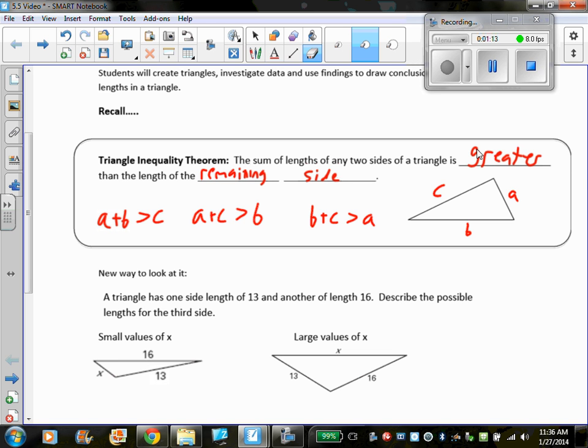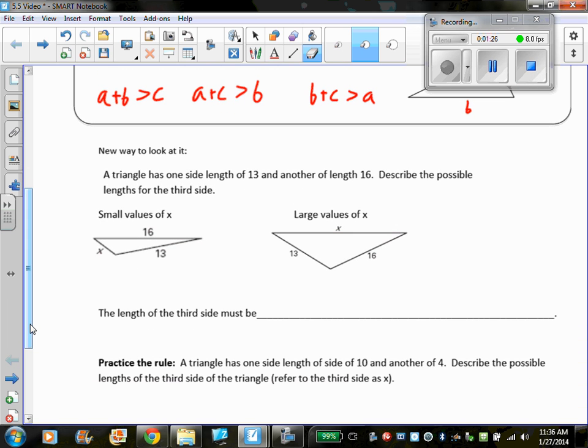What this usually boils down to is the idea that if we take the two smallest sides of a triangle, they need to be bigger when you add them together than the biggest side. Well, we're going to use that information again, but we're going to look at it in a different way. So let's say that a triangle has one side of a length of 13 and another of a length of 16, and we need to figure out the possible lengths for the third side. Well, there's going to be a limit to how small that third side can be for this rule to be held, and there's going to be a limit for how big it can be for this rule to be held.